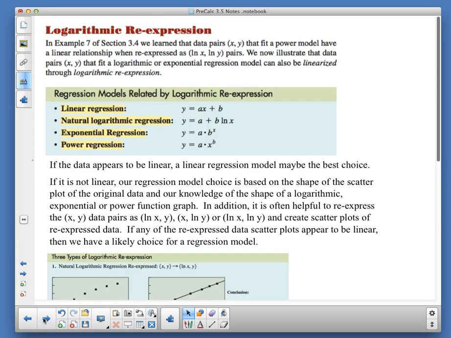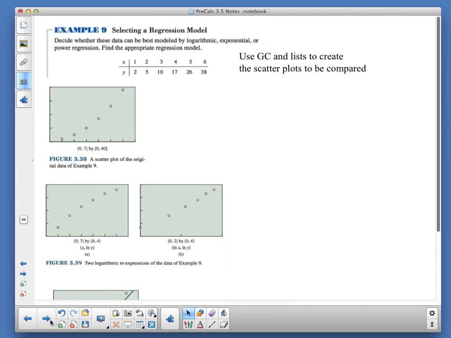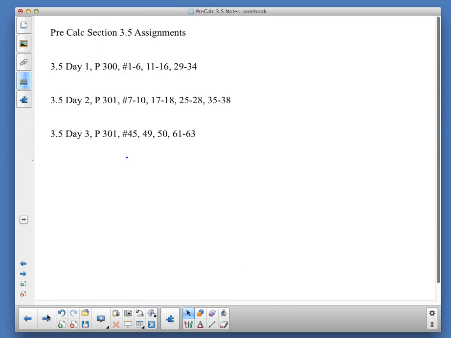So we have our assignment here for day 3, number 45, 49, 50, 61 to 63.